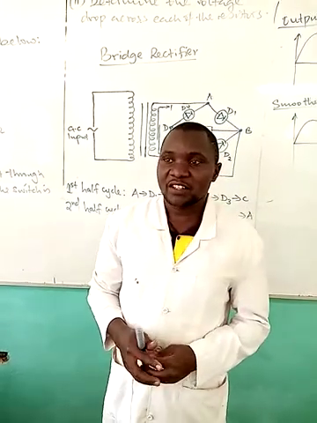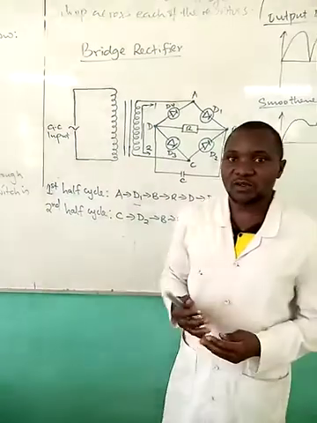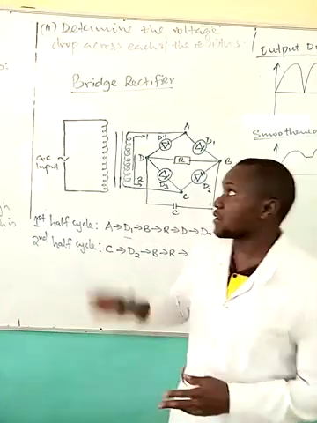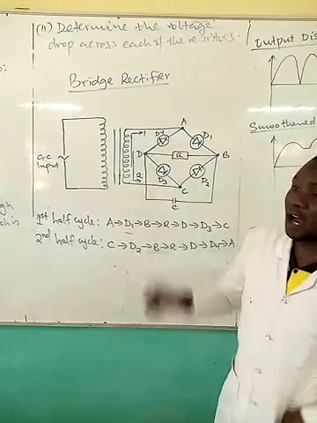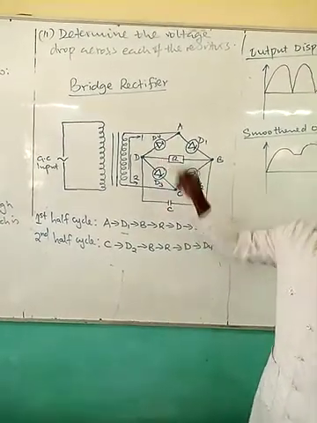I want us to look at the second part of full wave rectification called bridge rectifier. Remember the first one was a center tapped transformer and two diodes, but here we have what we call a bridge rectifier. Bridge rectifier basically uses four diodes. If you look at my diagram, we have four diodes. There are D1, D2, D3 and D4.